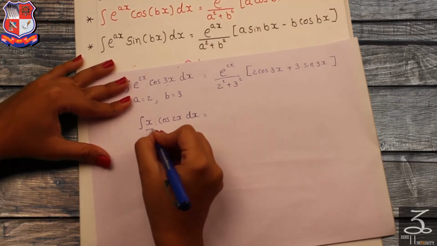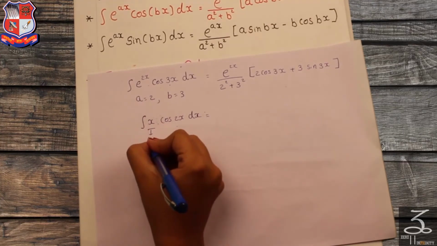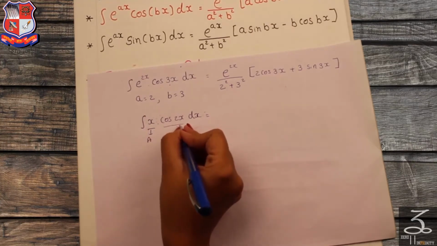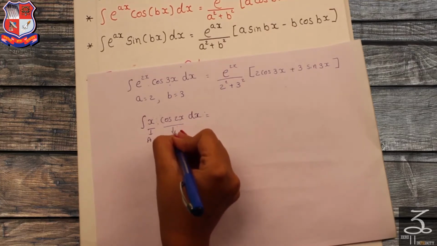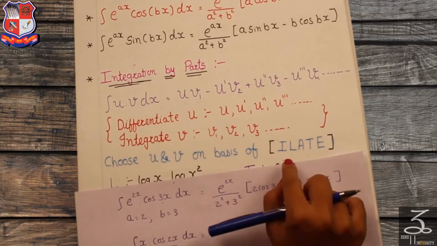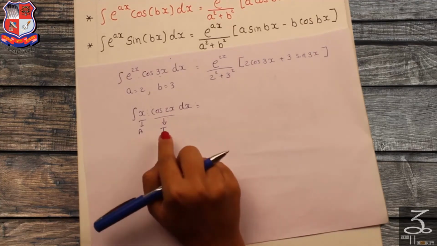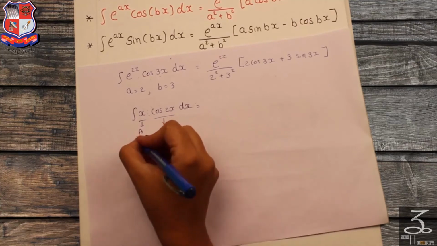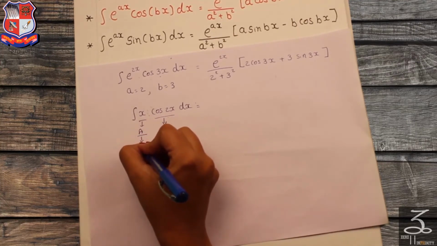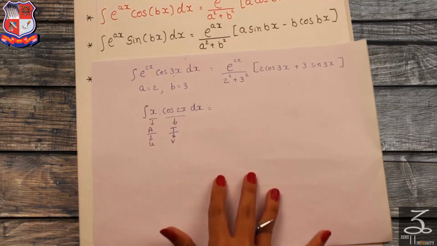How can you choose? x is an algebraic function. And what is cos 2x? That is a trigonometric function. Now in ILATE, first comes the algebraic function and then trigonometric functions. So our A is u and our T is v.